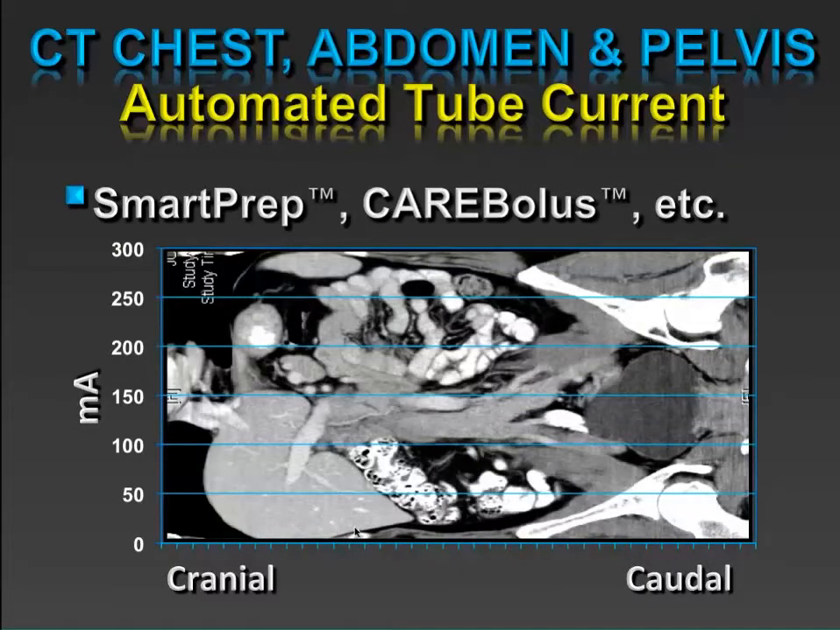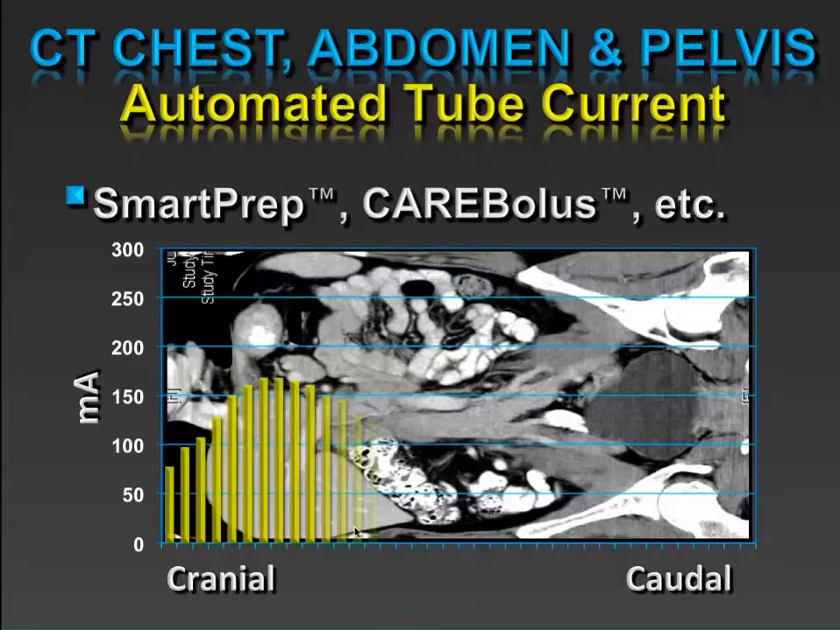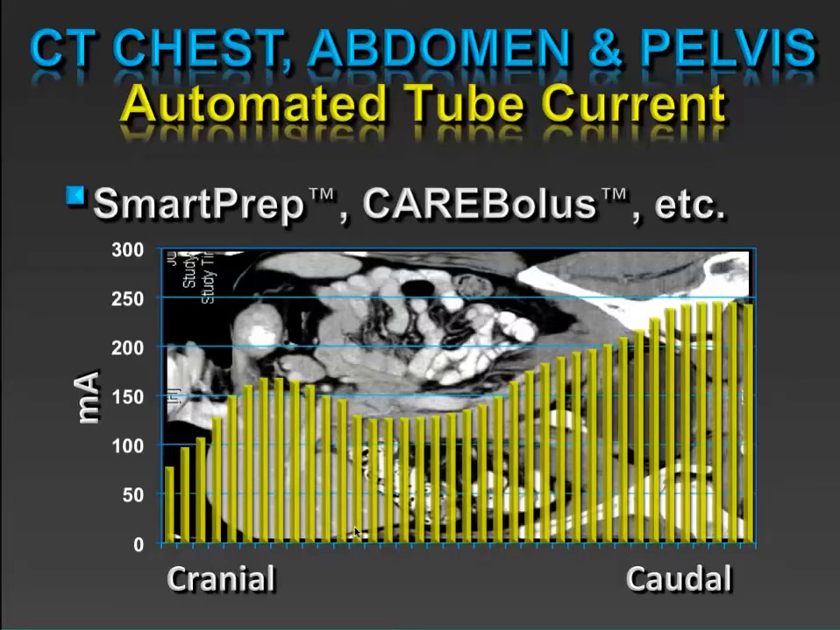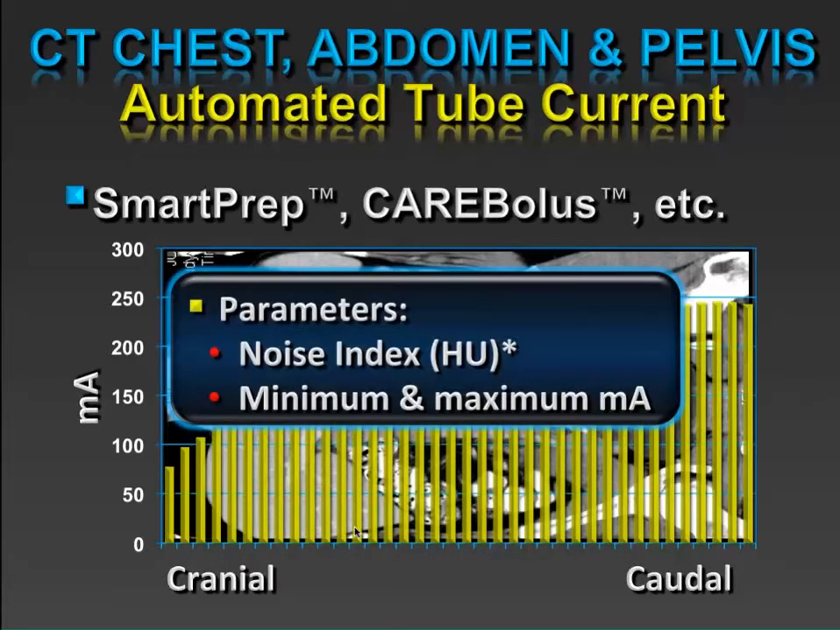How do they work? Well, it basically acquires an AP and lateral scout and looks at the attenuation along the patient in the z-axis and determines what the milliamperage will be over that particular time. As an operator, you specify the noise index in Hounsfield units. And that is very important, that is specific to a certain slice thickness. I'll tell you a story about that.